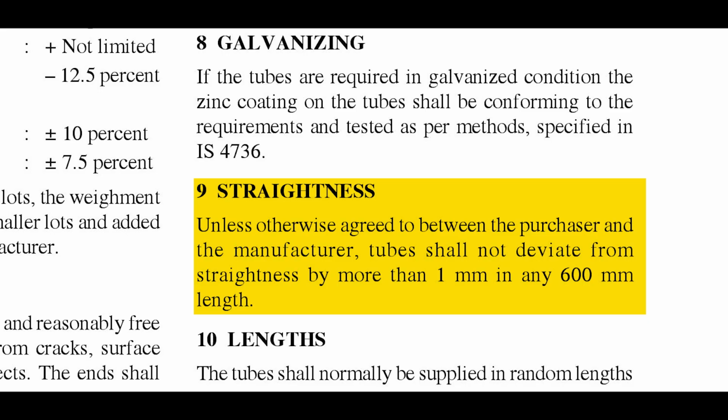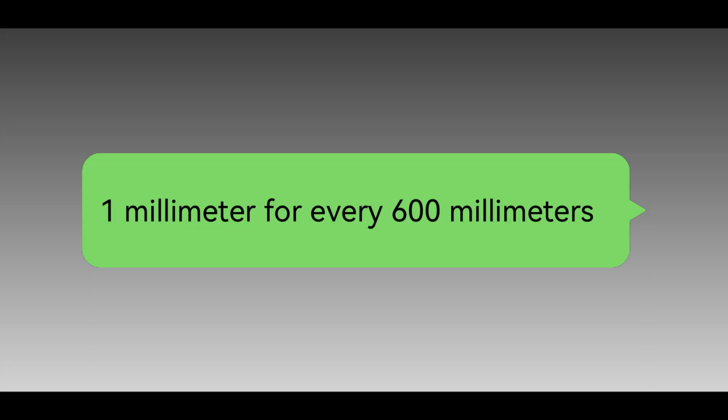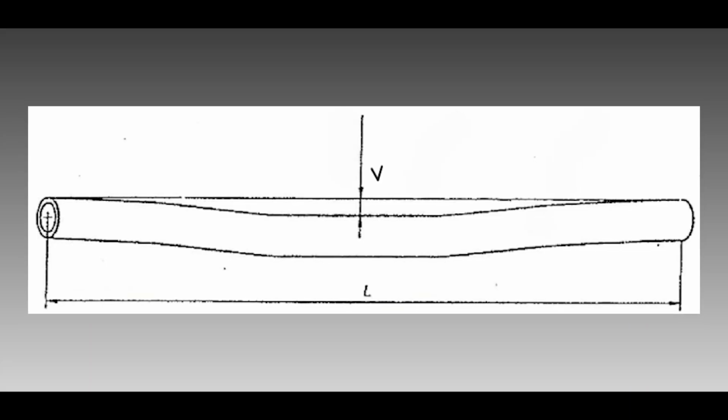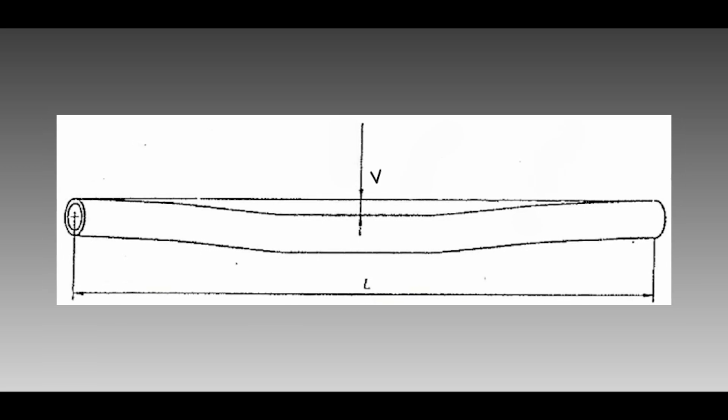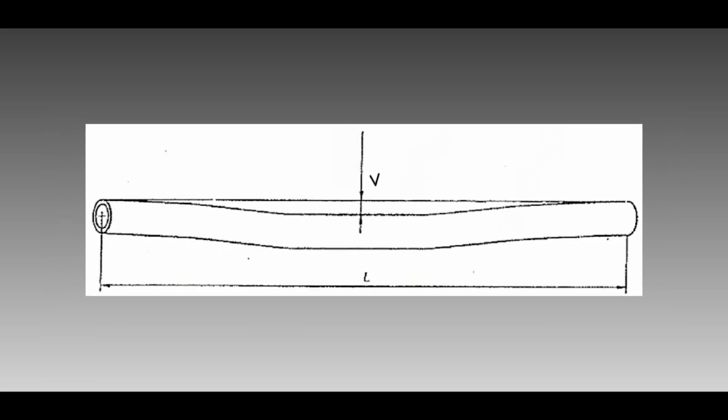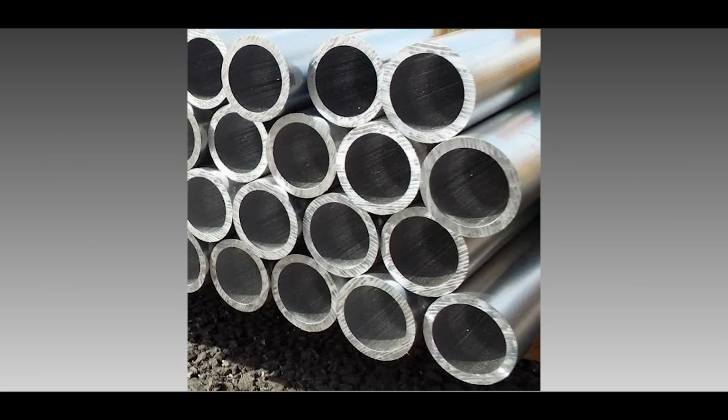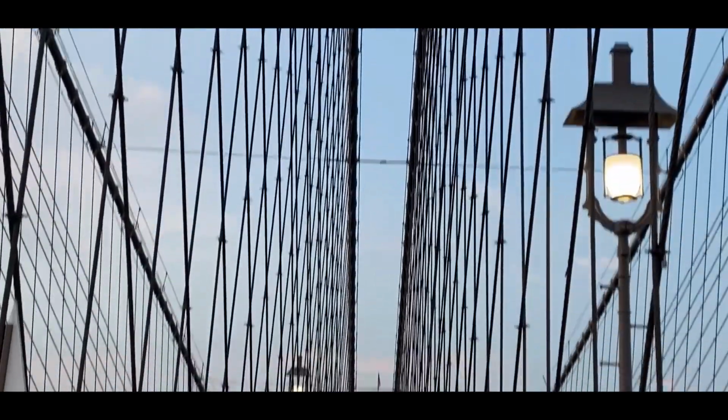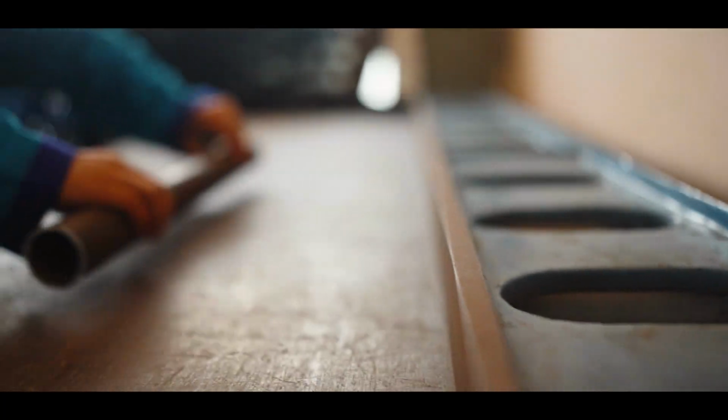Straightness means the tubes should not be bent or curved too much. According to the standard, a tube can only deviate by 1 mm for every 600 mm of its length. That's like saying a ruler should be almost perfectly straight, even over a longer distance. This ensures that the tubes fit together perfectly, making the entire structure stable and reliable.